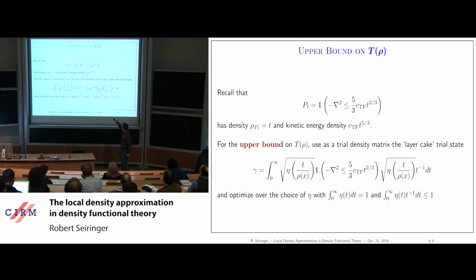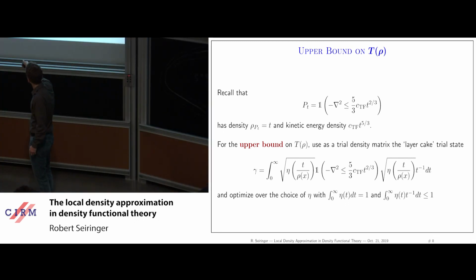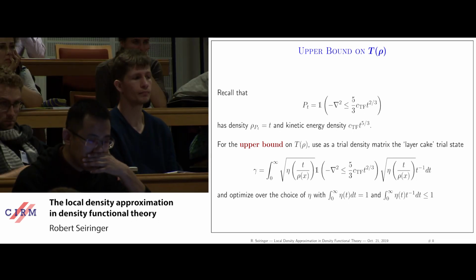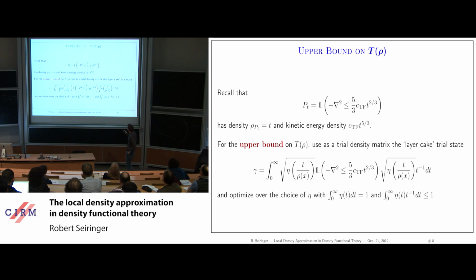This is a multiplication operator in p-space. From the left and from the right we multiply it by this multiplication operator in x-space. So this is now an operator, and now we integrate it over t. And now you see that if eta is normalized to have integral 1, then first of all, this thing will have density rho, because if we evaluate its density, then this guy will just give us a t, and we integrate over t, which by scaling just gives rho of x, under this normalization.